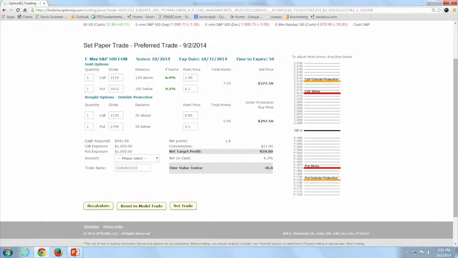Over here on the left, I have a number called cash required. Again, you saw that number on the last page. This cash required number represents what I have to have as a deposit in my trading account in order to be able to set this trade. Why do they make me have $941? Because my max risk on this trade, in the worst possible scenario you could ever think of, would be $1,000 on the top or $1,000 on the bottom.